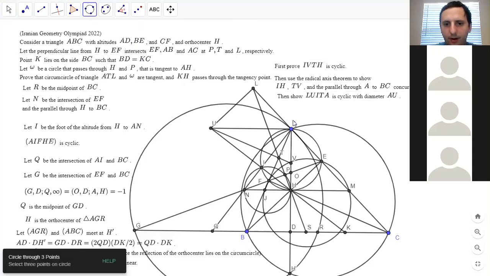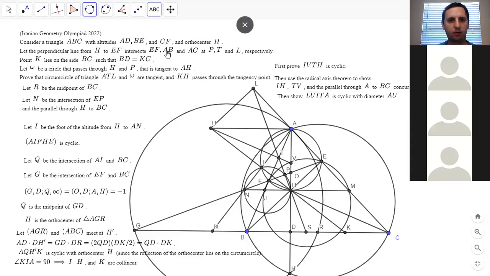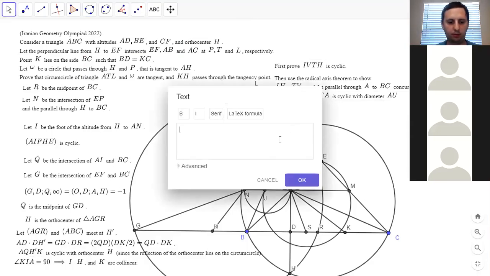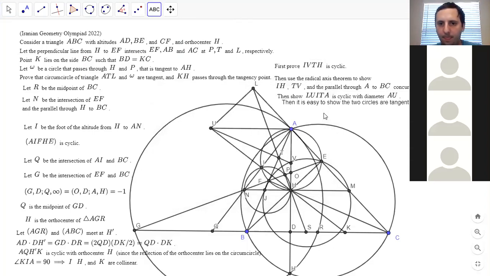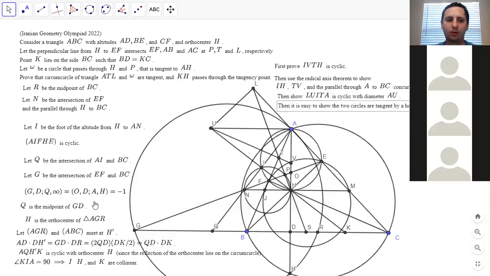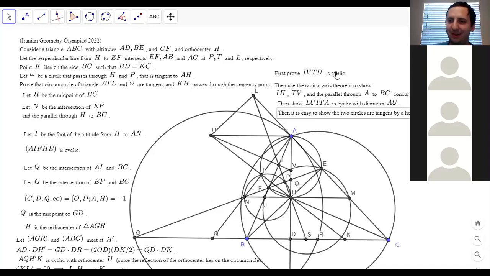So I'm just gonna write out that then it is easy to show the two circles are tangent by a homothety. All right, I think this is good enough. I'll let the viewers fill in the details, but I think this shows how to do it well enough. So yeah, I like this solution. This is a good one.